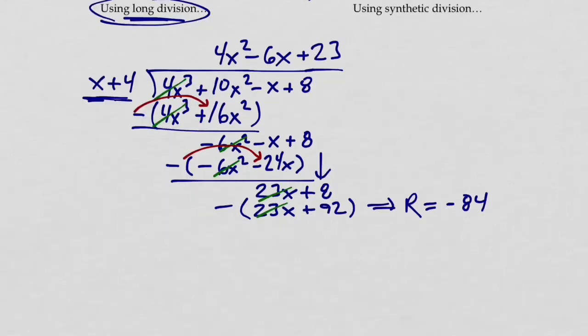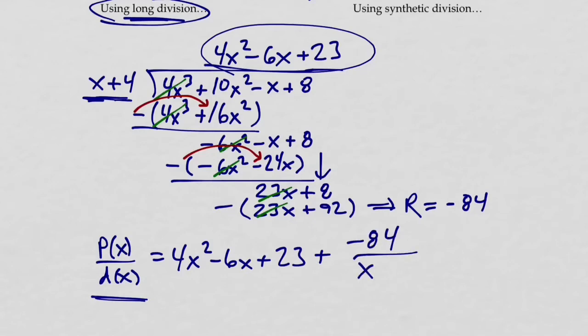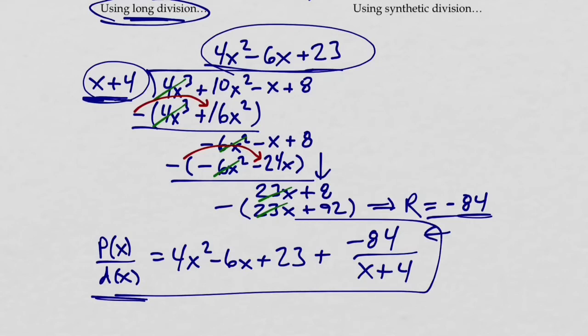And now the answer to our division problem can be written in a couple of different ways. If we write the division this way, it'll be equal to q of x, which is 4x squared minus 6x plus 23, the quotient, plus the remainder over x plus 4. And notice that since our divisor x plus 4 was just a degree 1 polynomial, the remainder has to be less than that, and so it really does just need to be a constant number, or in other words, a degree 0 polynomial. So that's the final answer to our problem.